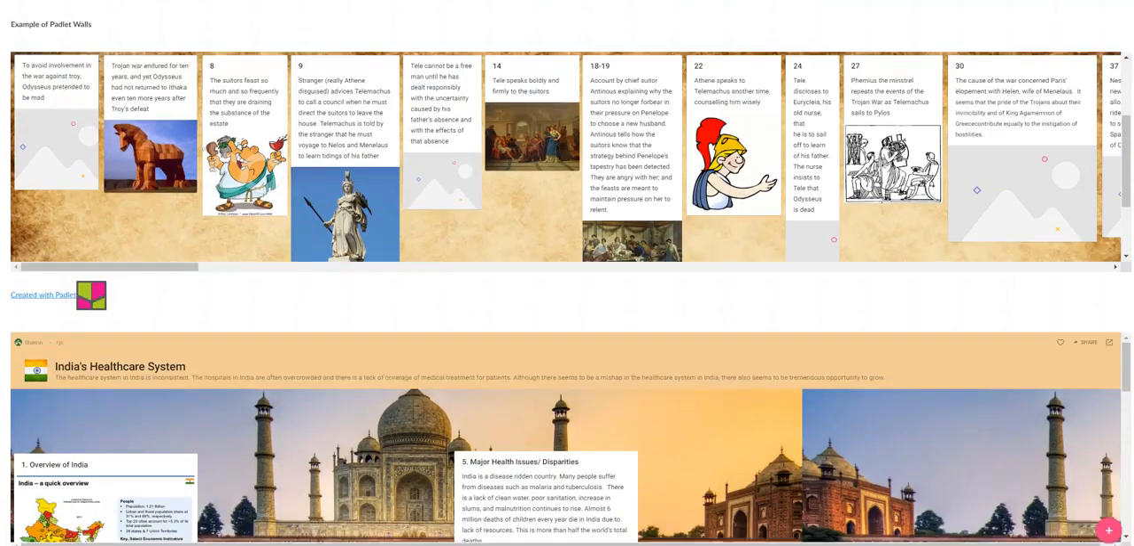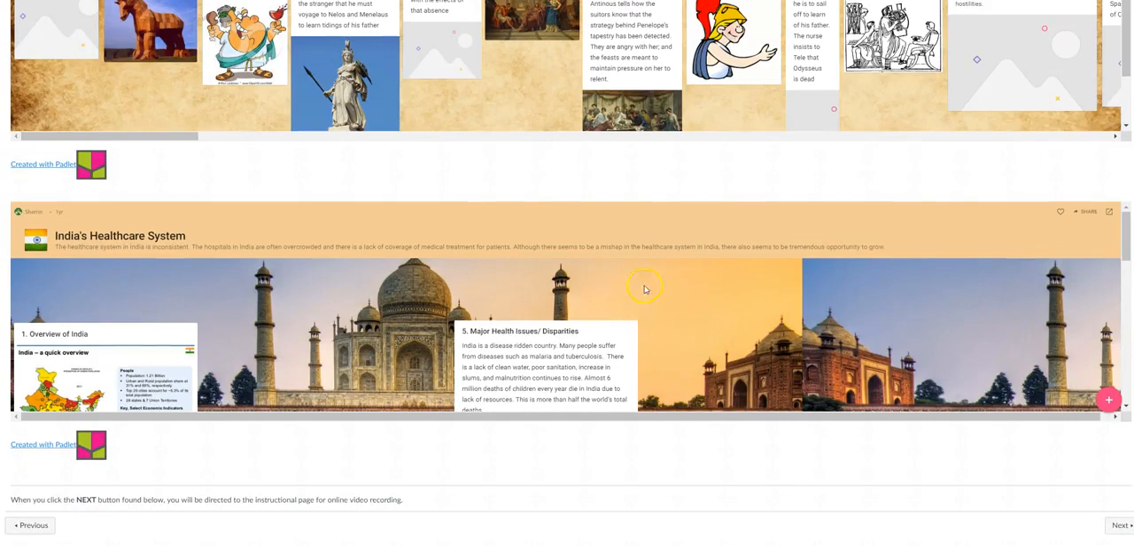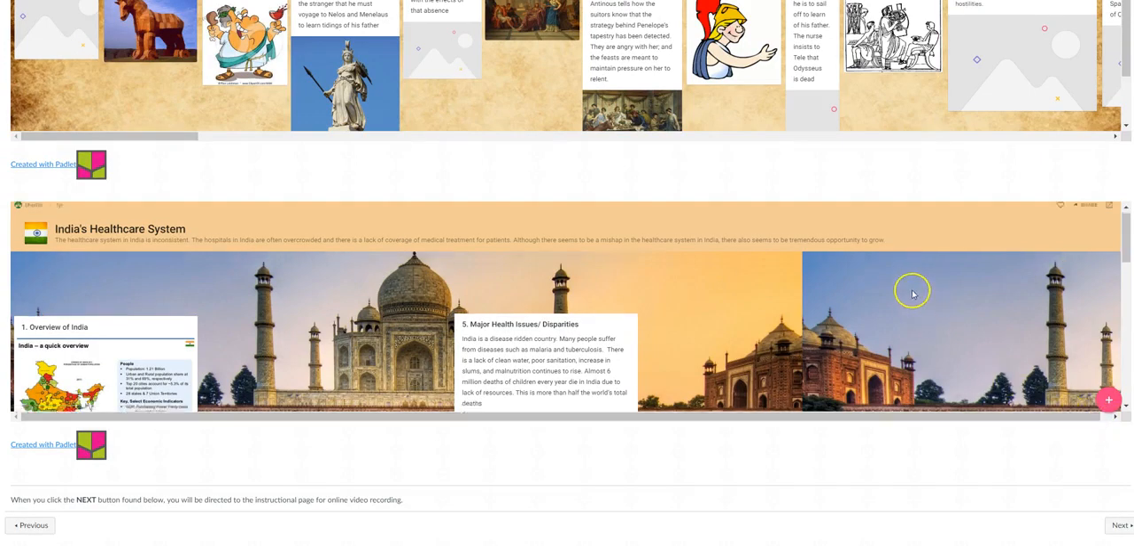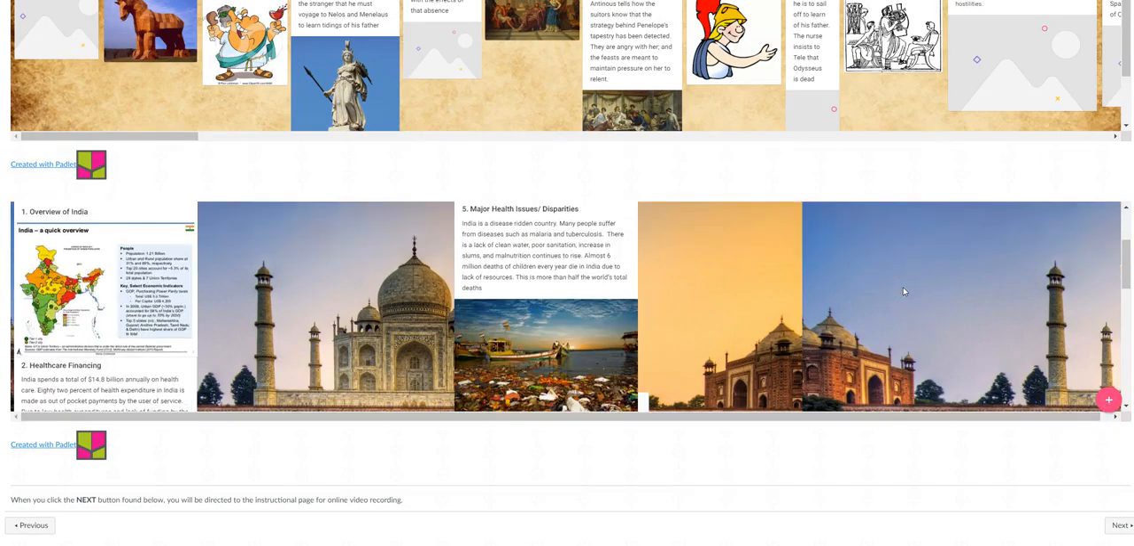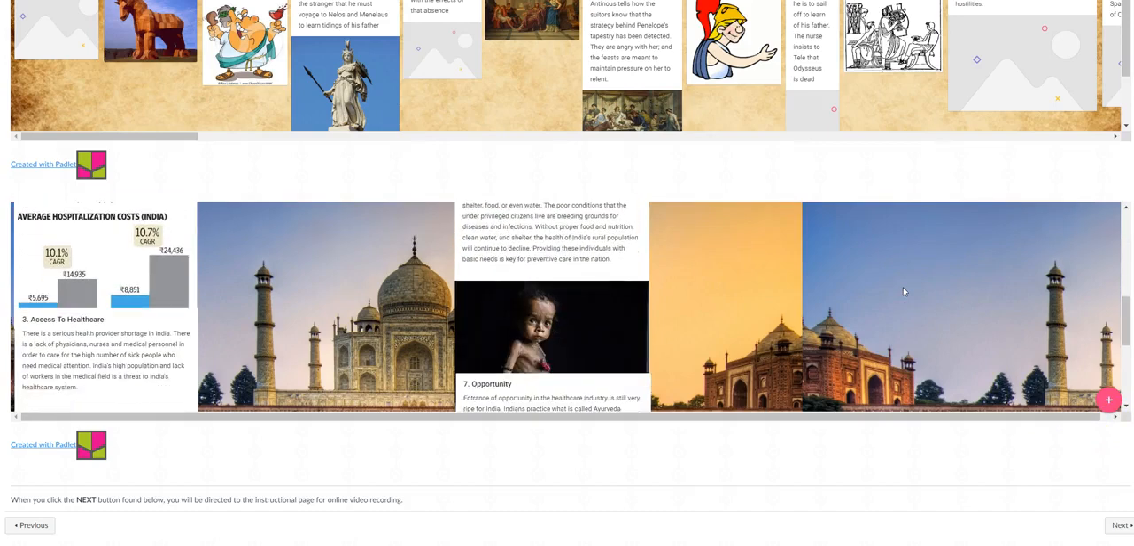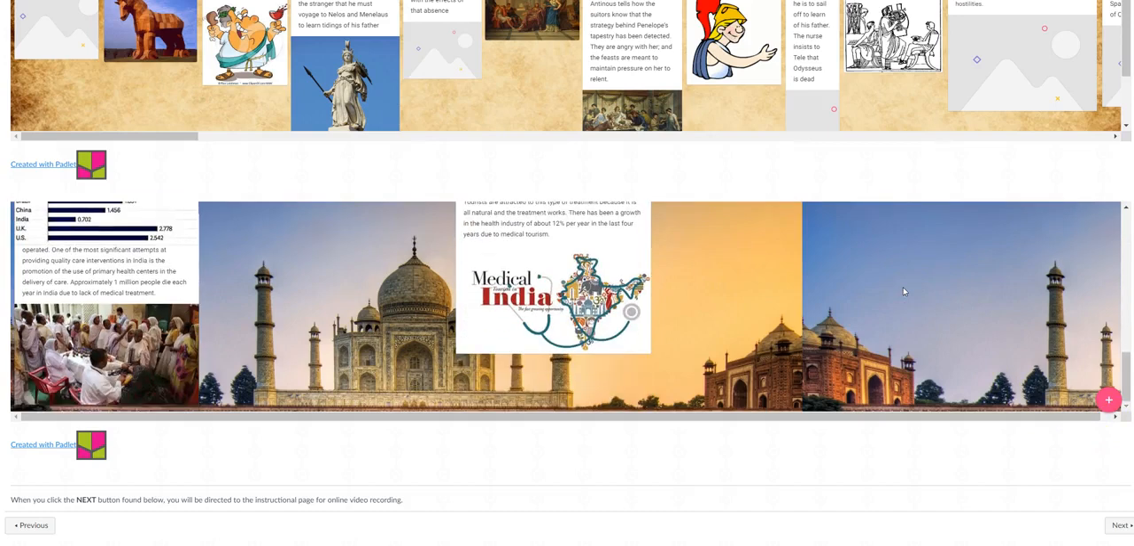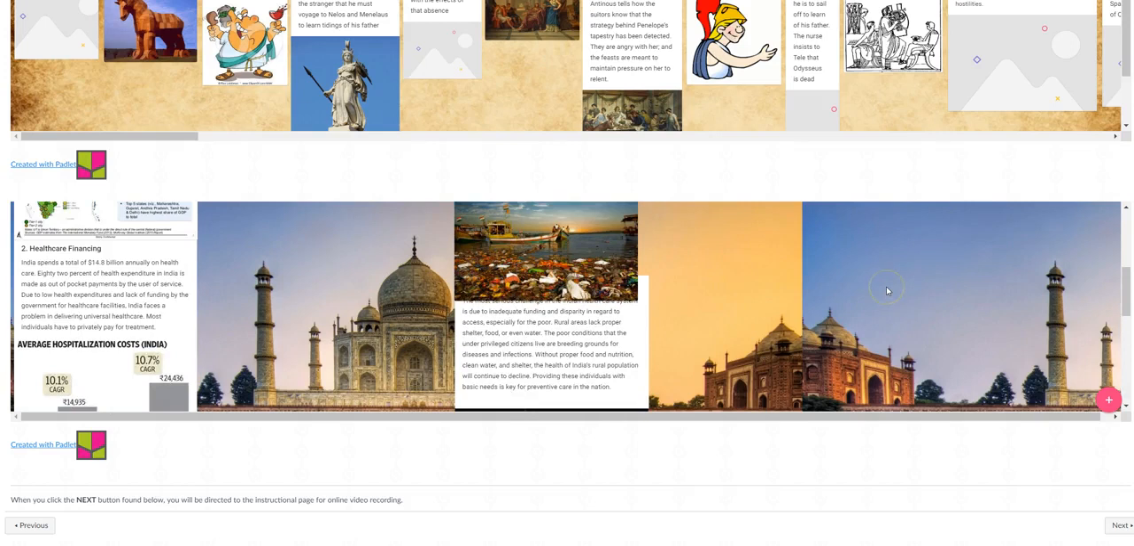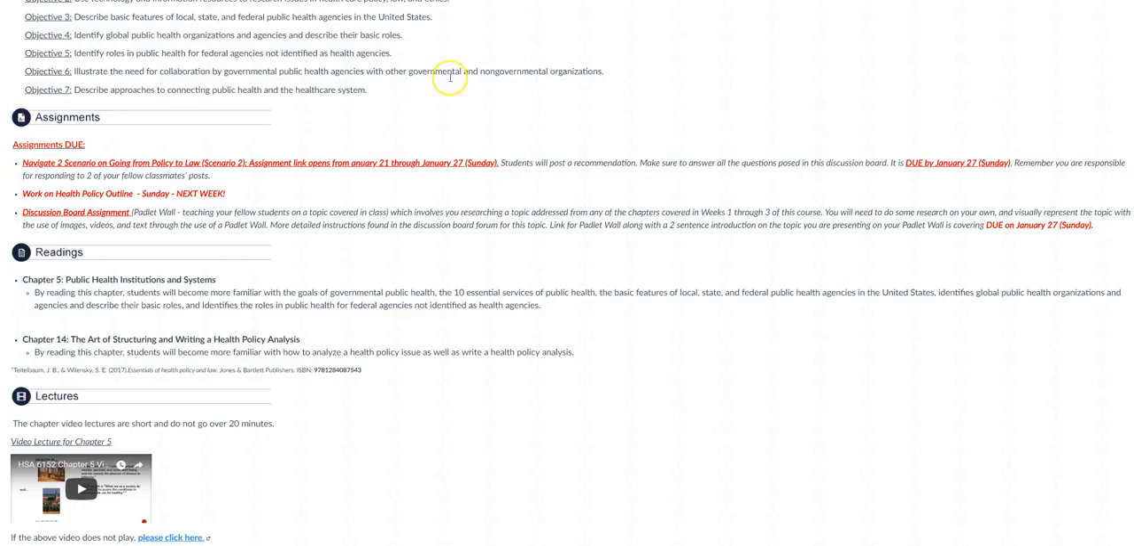Below that is a healthcare system regarding India's healthcare system, and I embedded it here. And this kind of gives you an idea. I always strongly suggest including graphs, really giving the viewer a clear idea of what you're covering, and videos and such. So I look forward to viewing your Padlet wall.